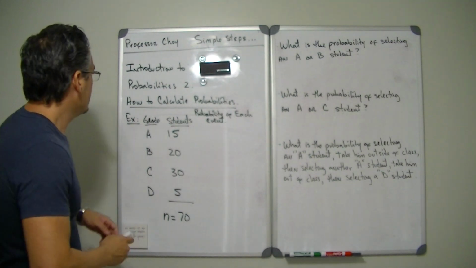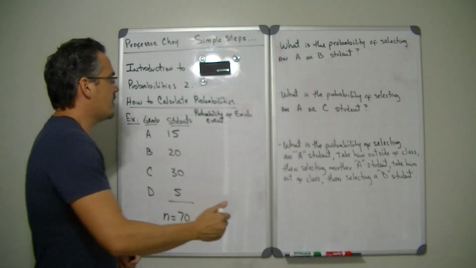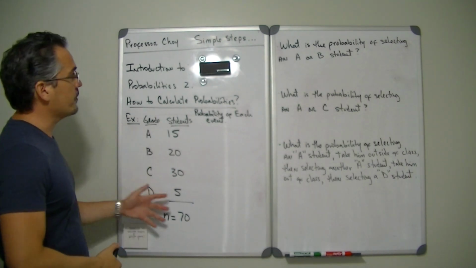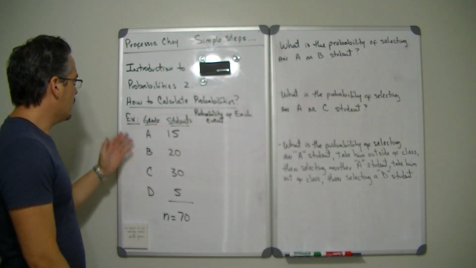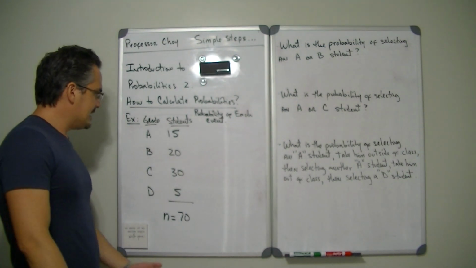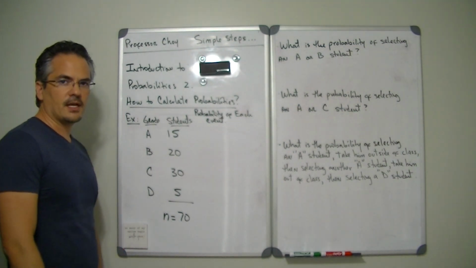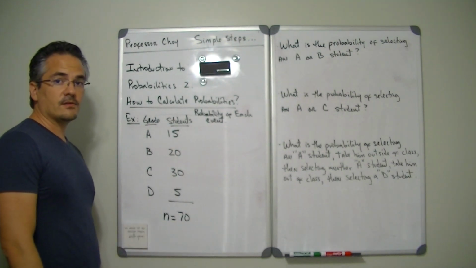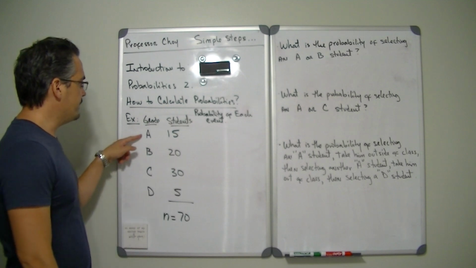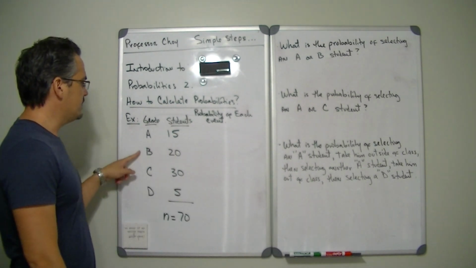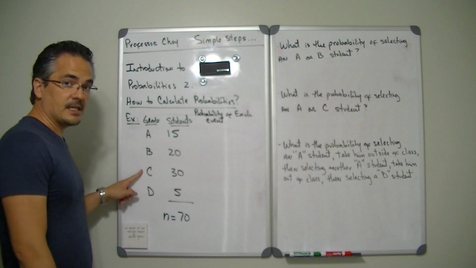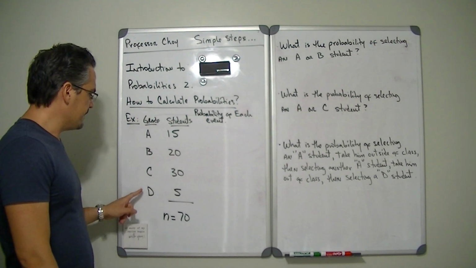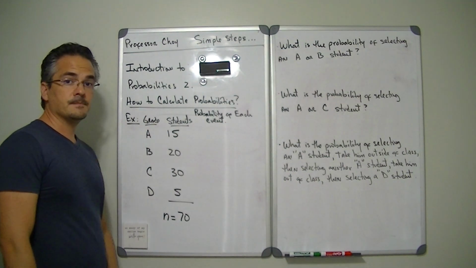In any case, today I'm going to teach you how to calculate basic probabilities, and we're going to work on this example. Imagine that I gave an exam in a class with 70 students, and the following is the breakdown of those grades. 15 students got an A, 20 students got a B, 30 students got a C, and 5 students got a D.